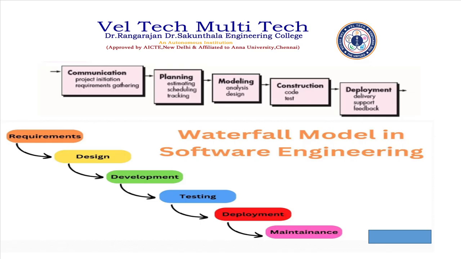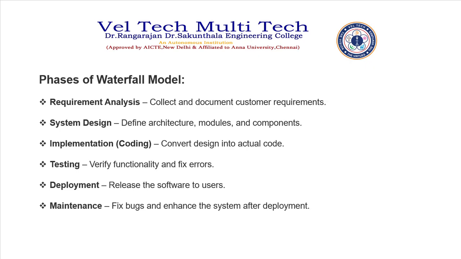The waterfall model has various stages: requirements, design, development, testing, deployment, maintenance. The waterfall model has various phases. First phase is requirement analysis: collect and document customer requirements. That means collect the customer requirements. What are the customer needs? What are the customer expectations? All the details are collected and documented.